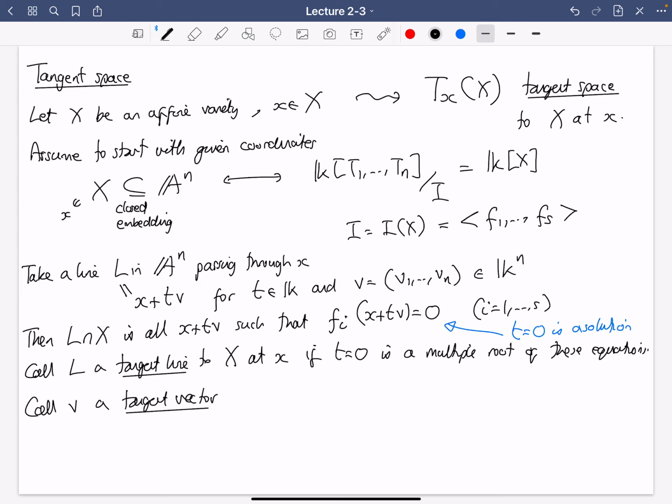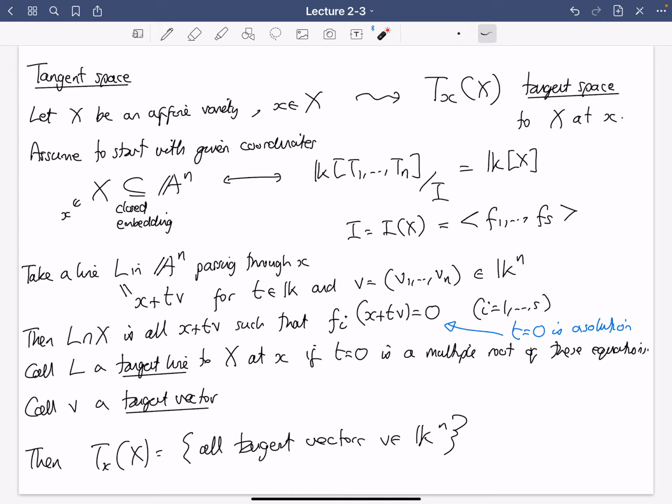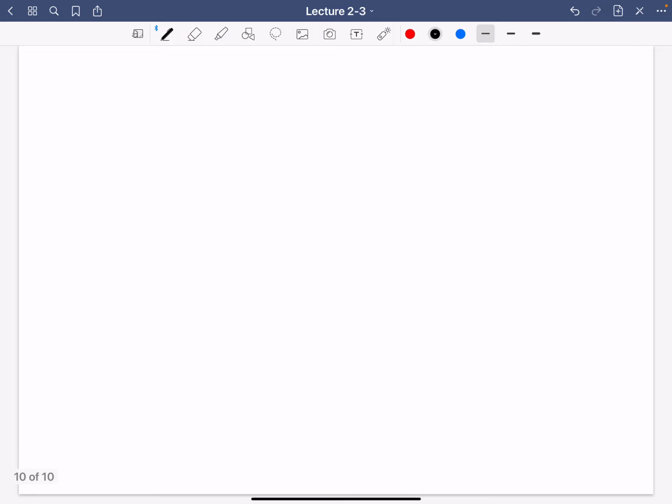And then the idea is that the tangent space, T_x(X), is going to just be the set of all tangent vectors v in k^n. So I think this is not bad, but I should probably spell out exactly what we mean by multiple root here. How can we give a proper meaning to what multiple root means?